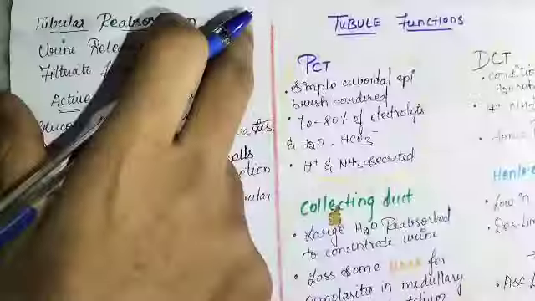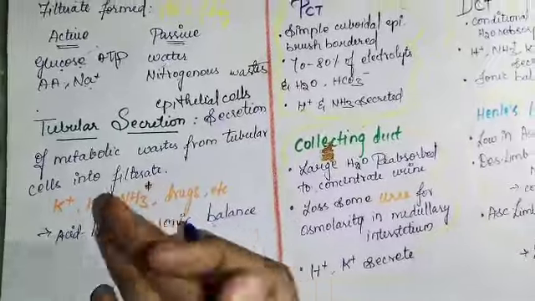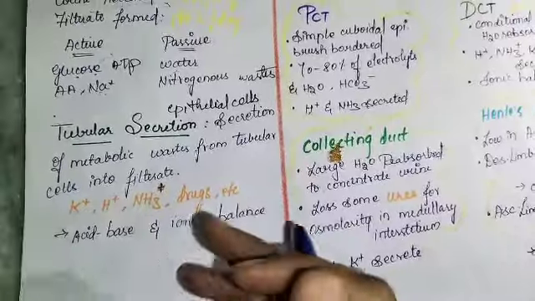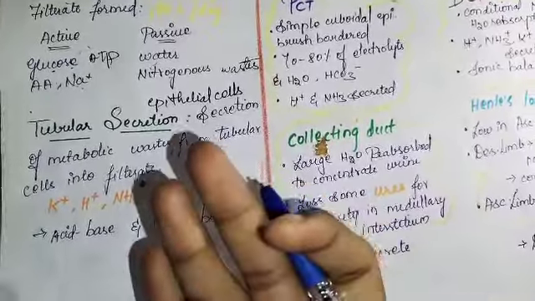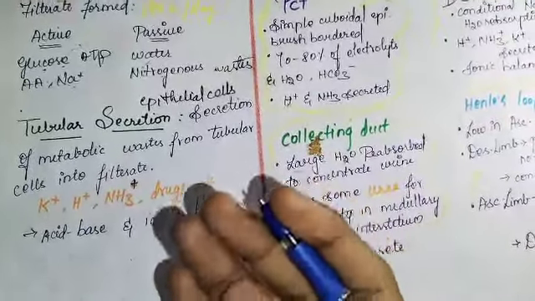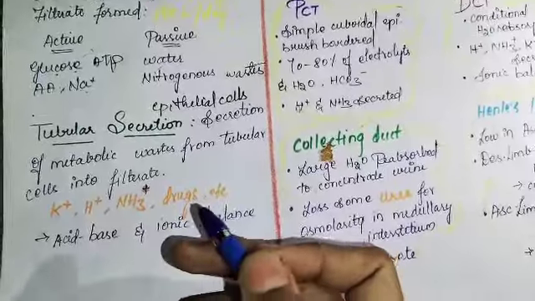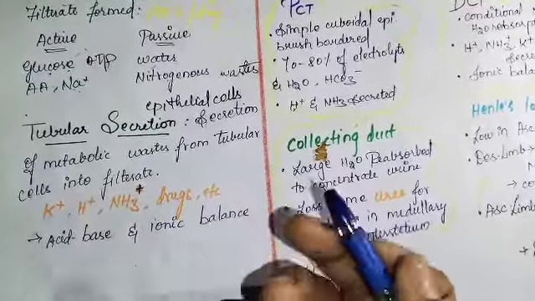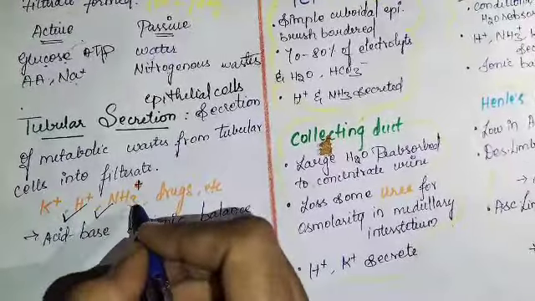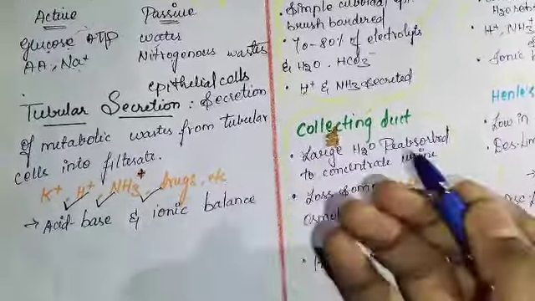Then we will move on to tubular secretion. This is secretion of metabolic waste from tubular cells into the filtrate. Tubular cells means, for example, Henle's loop and vasa recta. Henle's loop consists of ascending and descending limbs. What are the secretions? Potassium ions, hydrogen ions, ammonia, drugs, etc. These are the major secreted substances.